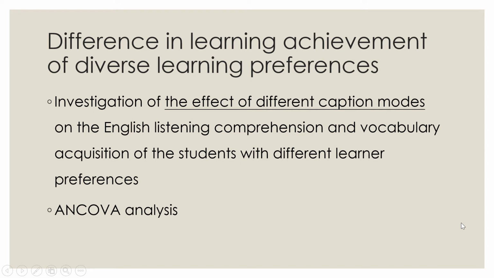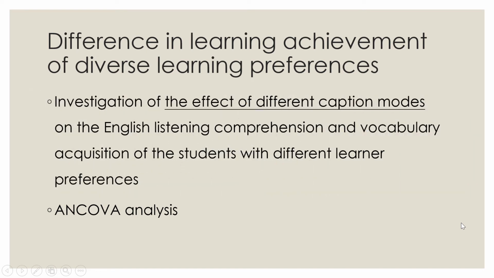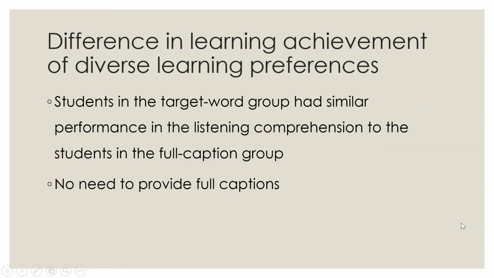Okay, and they also investigate the effect of different caption modes. Okay, here are also some analysis results. So for the students who prefer a visual style of learning, the researchers suggest that they should provide both English and Chinese words to them. And they tend to pay attention to the image or video input rather than relying on listening material. And children in the target group have similar performance in the listening comprehension to the students in the full caption group.